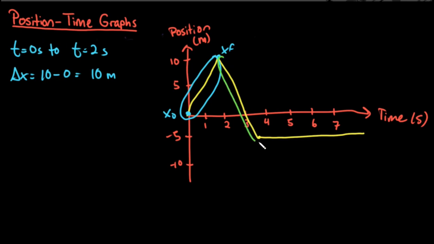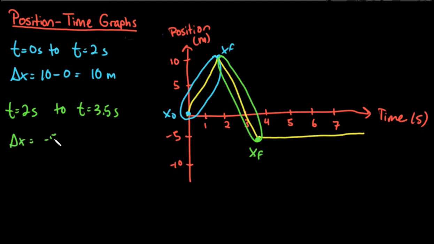Let's take a look at this part right here. This part starts at time equal to 2, and it goes until 3.5. So time equal to 3.5 is when it stops. Now our final position in this case is -5. And then we subtract the original position, which is now up here, which is 10. So our displacement is -15 meters in total. And that makes sense. It's going down. We expect it to be negative.